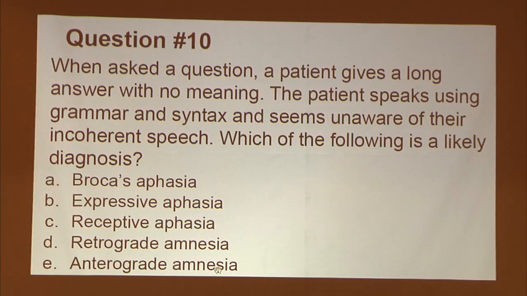So aphasia is not being able to find words, in a way. And amnesia is just forgetting, a memory loss type thing. Retrograde would be not being able to remember anything before a certain time, and anterograde would be not being able to make new memories.